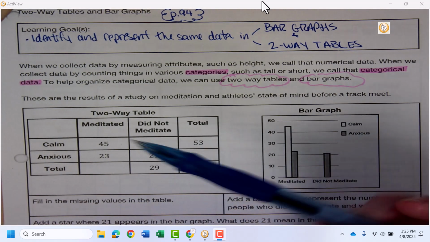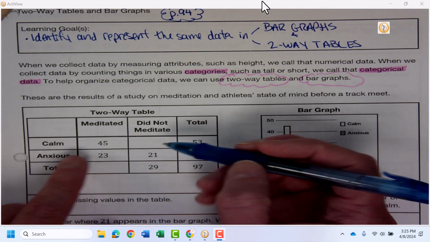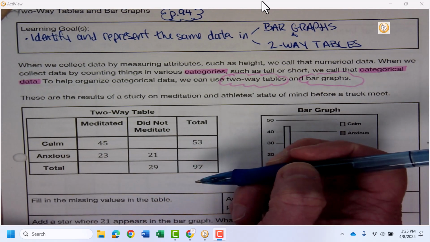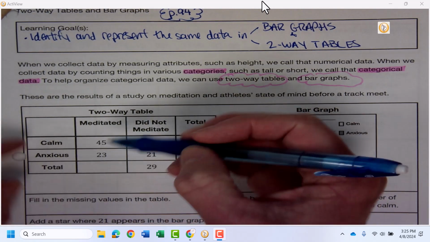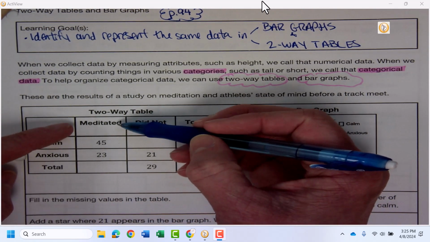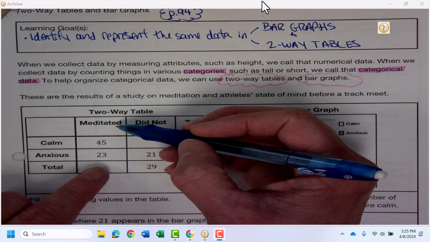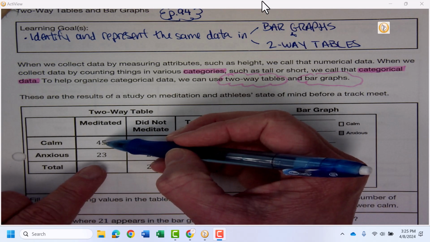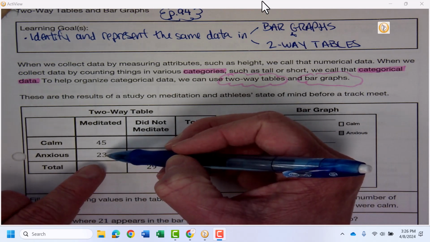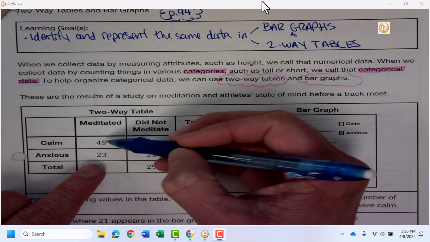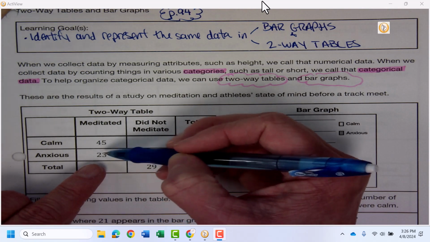So we're going to take a moment just to make sense of the data here and talk about how these come together in totals. Let's start by coming down here. So we have students who meditated before the race. And of those students that meditated, 45 wound up being pretty calm, and 23 were still kind of anxious. And those were all of the athletes we had that just falls into those two categories. They were calm or they were anxious. They didn't have any middle ground to choose.